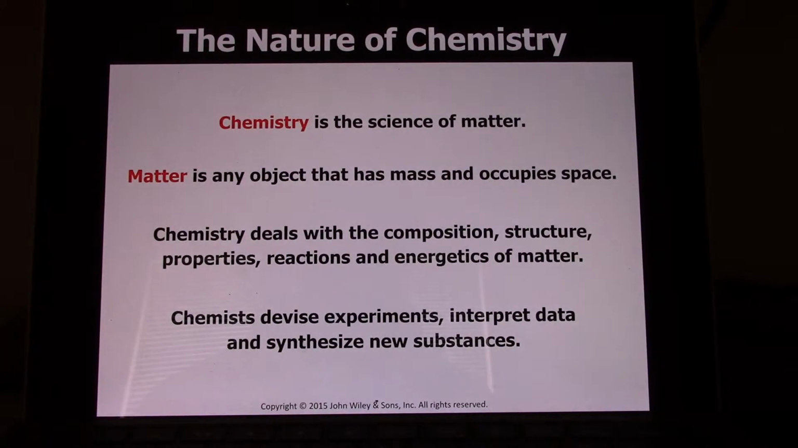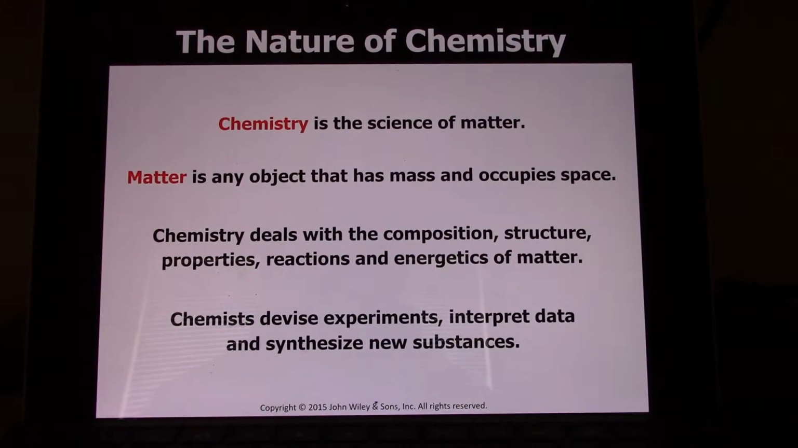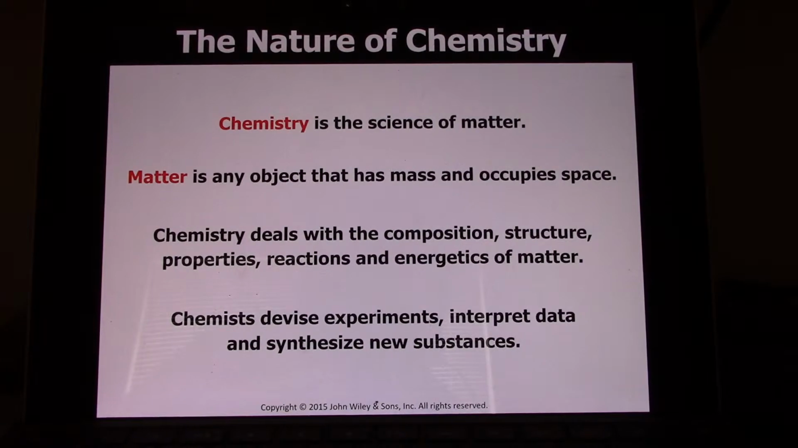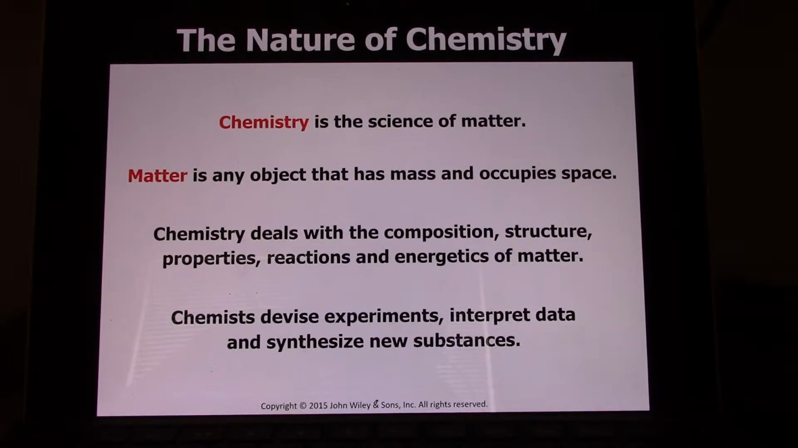So chemists devise experiments, interpret data, and synthesize new substances. And that's a big one. Chemists synthesize new substances that have never been synthesized before.